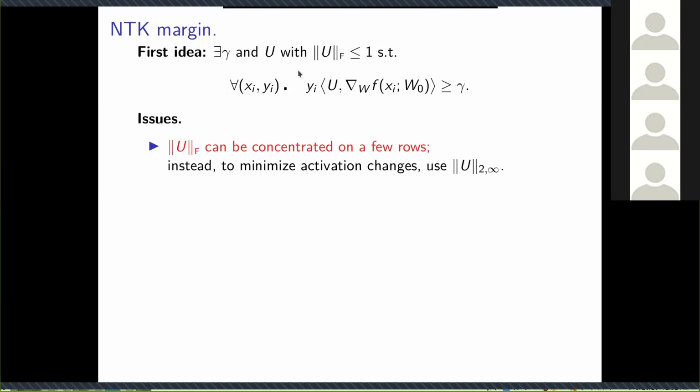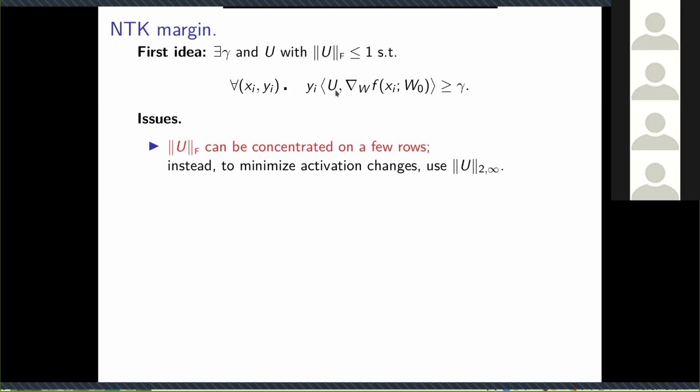So the way we'll fix that is we'll require that instead of the Frobenius norm, we'll make it be the two to infinity norm. We'll use some rescaling so that effectively it'll be like 1 over root m, and that'll guarantee that if we look at W0 plus U and plug back into the ReLU network, few of the activations have changed. Okay, so that's one issue.